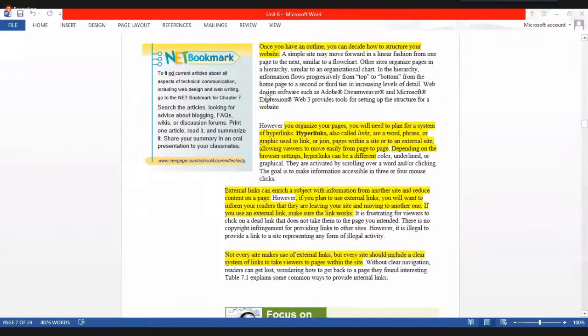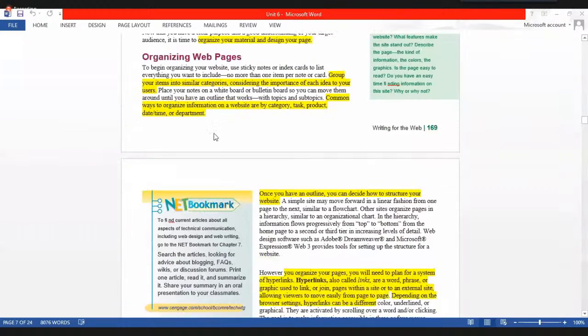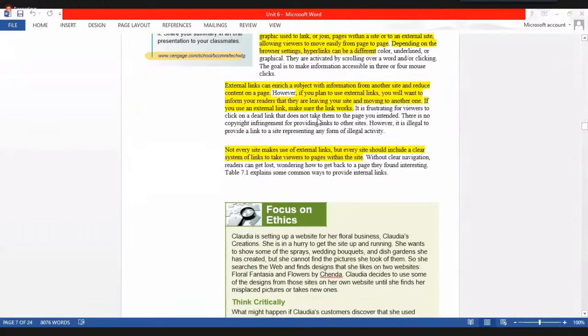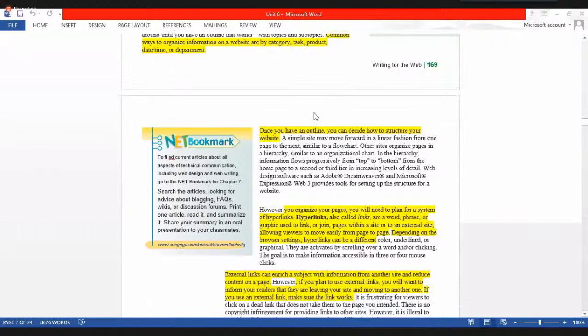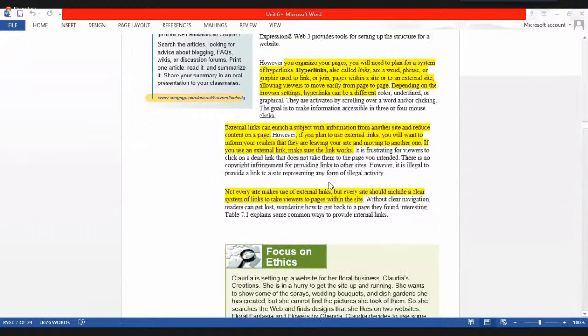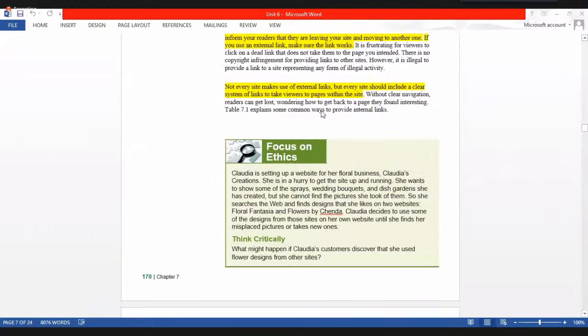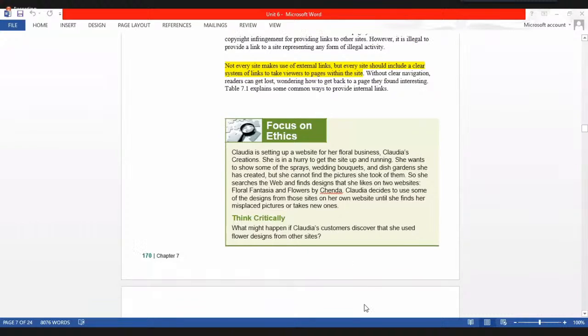Okay, so this much is given here, that is in organizing web pages. Links play a role here in organizing web pages, because if links are not given, then the horizon of readers' information won't be increased. So the knowledge will be increased only through the links. So similarly, you also do the same.